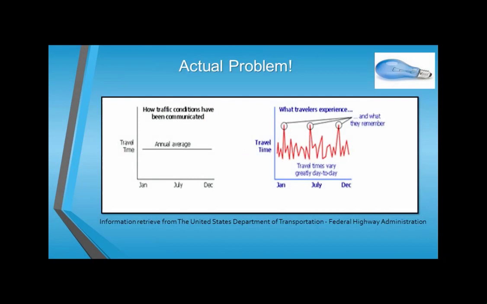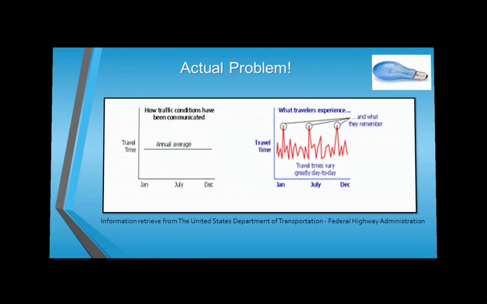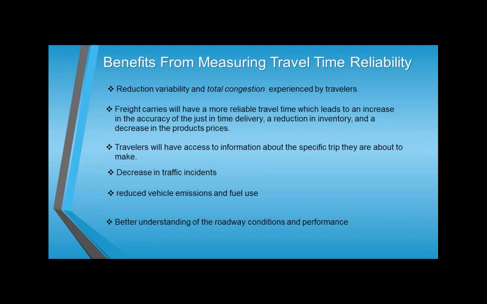I think that what the drivers really want is consistency in the travel time, where if they take 30 minutes today to get to the destination, they expect to take the same 30 minutes tomorrow and the same 30 minutes next week, and so on and so forth. So what are some of the benefits that we can get from measuring travel time reliability? One of the benefits is the reduction of the variation and the total congestion experienced by the travelers. Another one is that the freight carriers might increase the on-time delivery, which decreases the budget for the inventory, which tends to decrease the prices of the products, which is something that we all want.